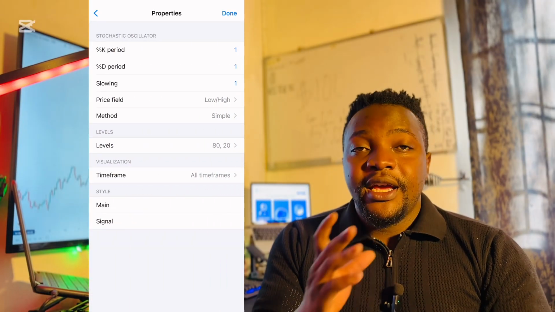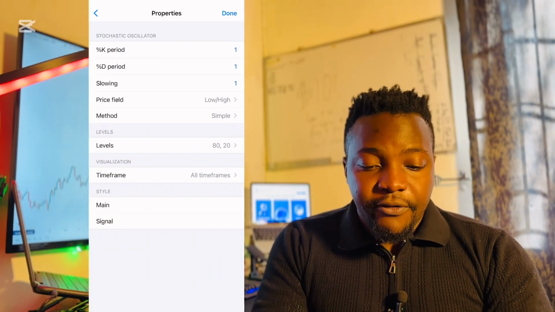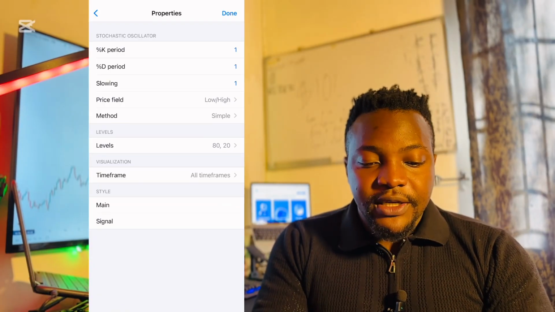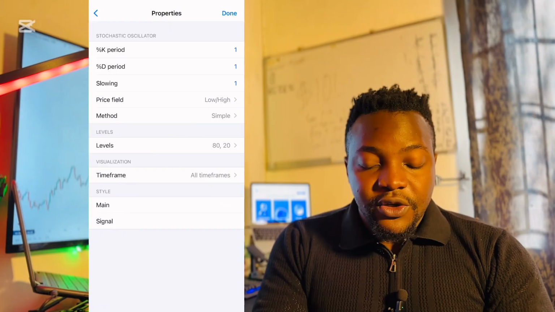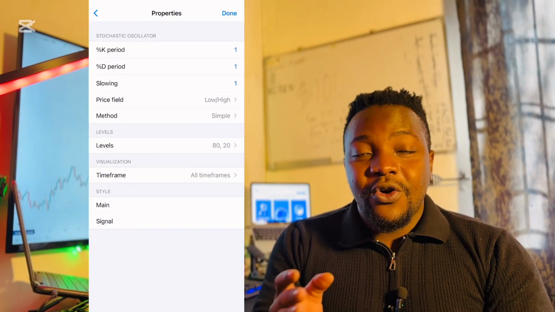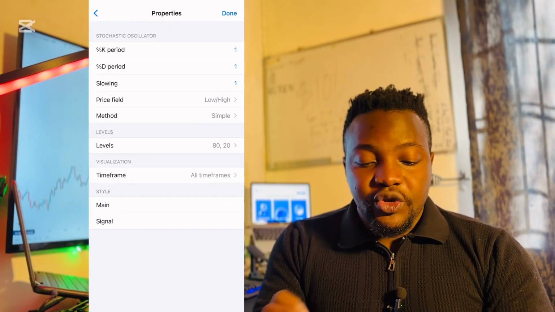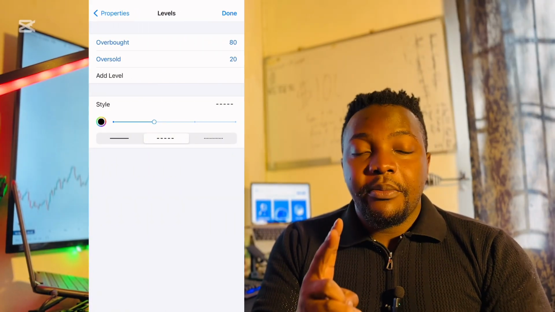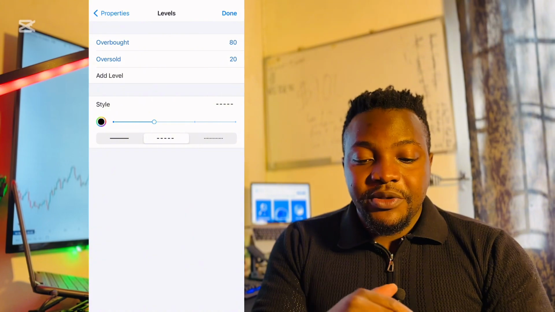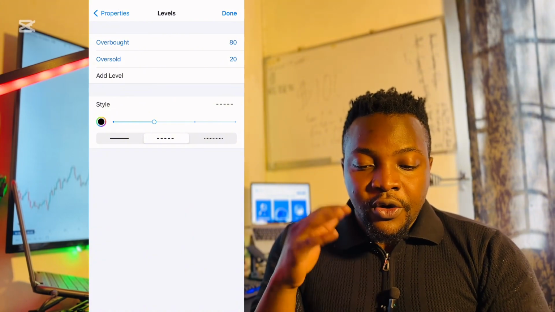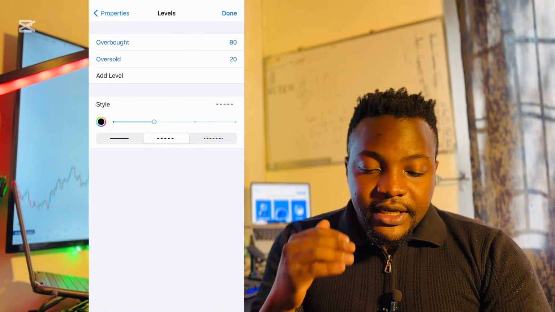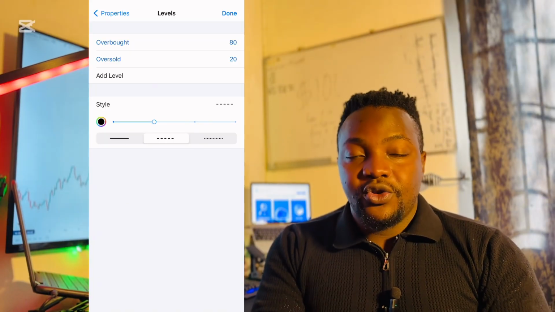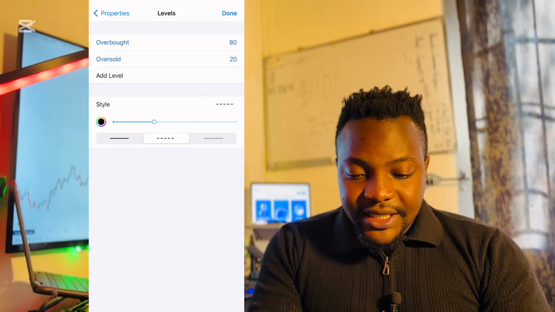Okay, next we're going to need another indicator, and this time around we're going to need the stochastic oscillator. And this stochastic oscillator is going to have the following properties that you see on my screen. We've got a percentage K period of 1, a percentage D period of 1, slowing of 1, price field is low over high, and the method is going to be simple. Then on the levels, we're going to have these two important levels, the overbought section and the oversold section, which means you're going to have level 80 going up to 100 as the overbought, and level 20 going down to 0 as the oversold. So make sure you add those descriptions as well so that it becomes easy for you.